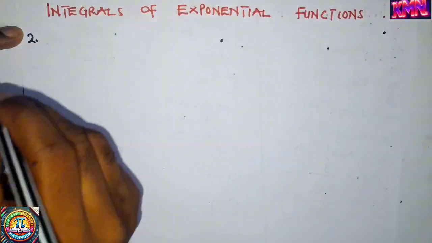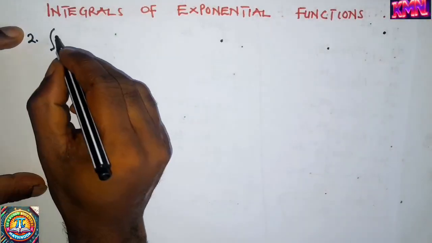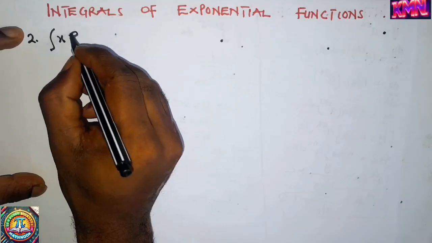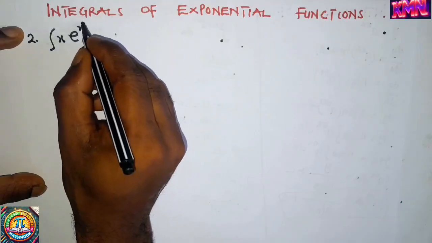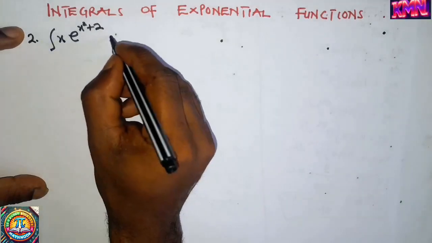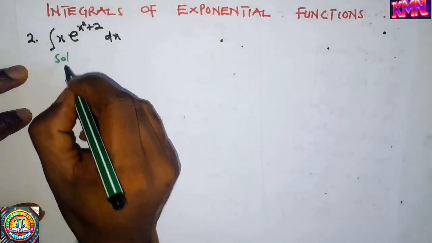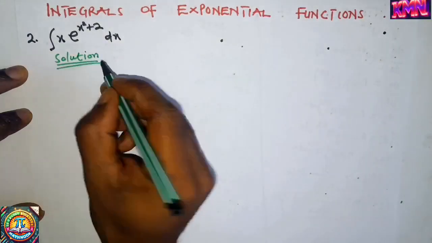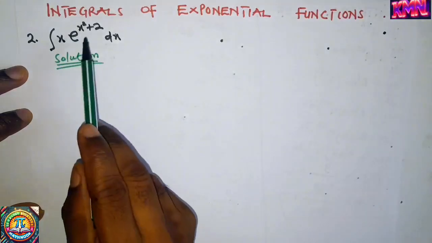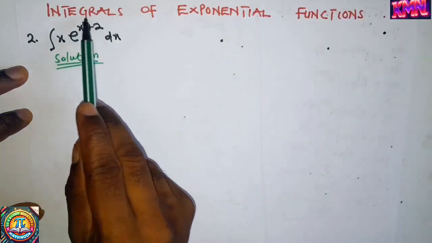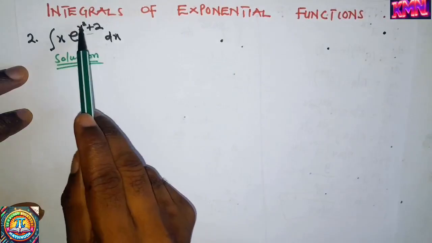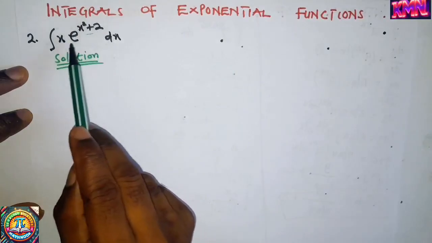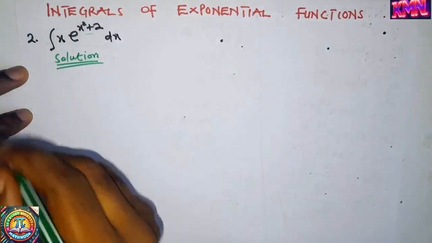Second example, let's evaluate integral of x e^(x²+2) dx. In this particular problem, if you analyze the integral very well, you can see that if we represent the power by u and we differentiate, the x can be cancelled. So let's do that.